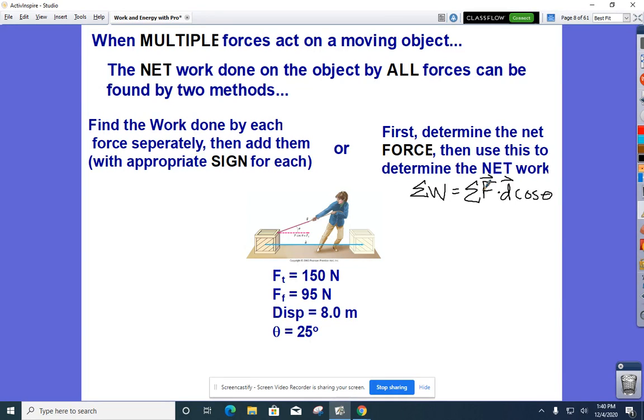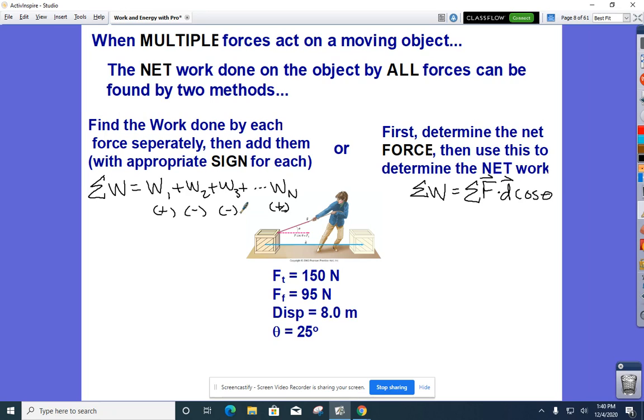Other times, we might want to determine the work done by separate forces and add them. So I could just as well write that over here as the total work is work 1 plus work 2 plus work 3 plus dot, dot, dot, work n. Some of these might be positive, some might be negative. I do have to be careful about that. It depends on which way that force is acting in relation to the direction.